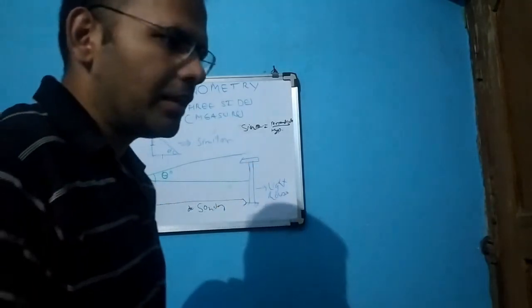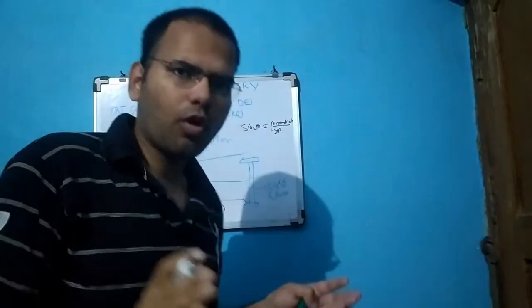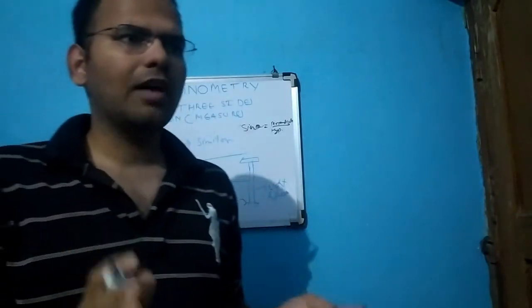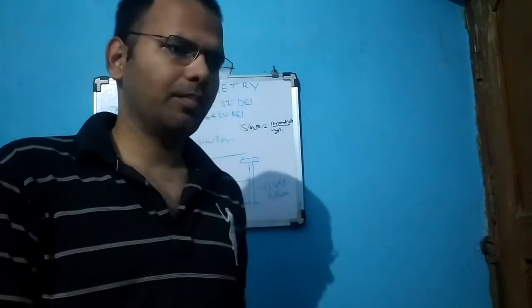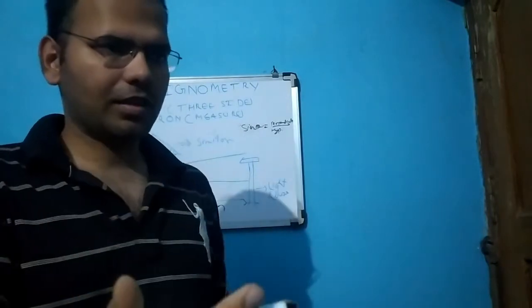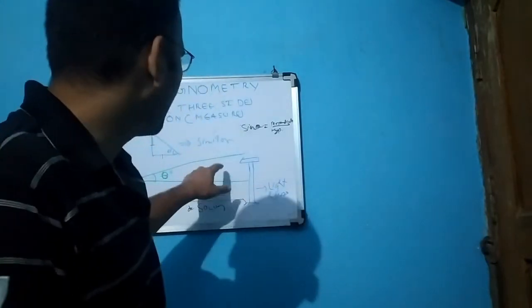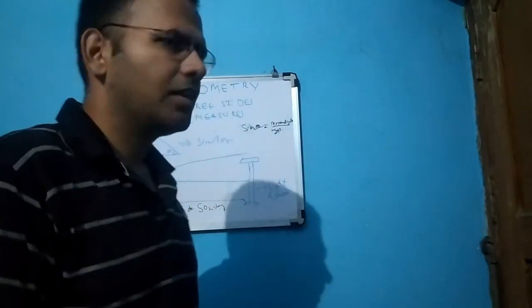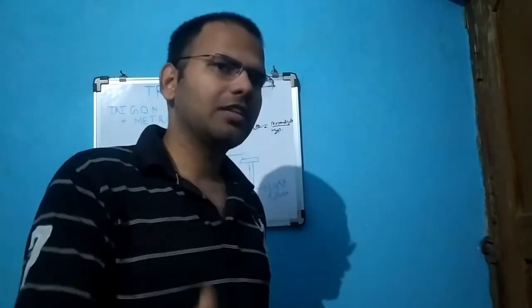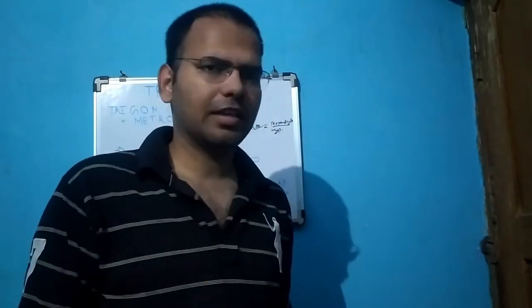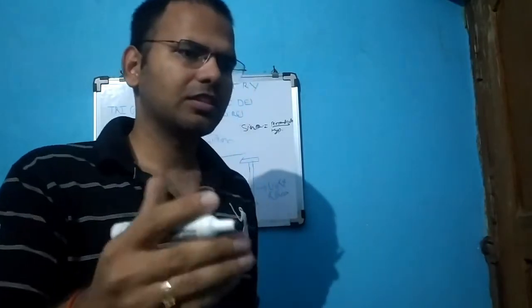As I said, the ratio of triangles that have a similar angle is the same. So applying the same logic, he can find out the height of the lighthouse. And similarly, there are a number of problems that can be solved using trigonometry.